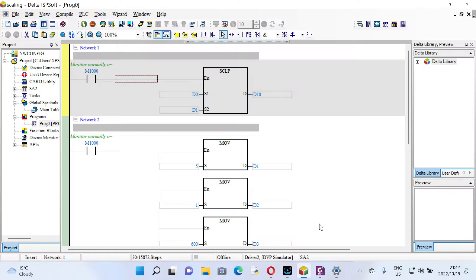Hello guys, today I'm going to be doing a video on scaling in a Delta PLC using ISPsoft software. This idea came after one of the viewers requested on one of my videos, can you please do a video on analog signals and digital signals. So scaling is a critical part when you're dealing with analog signals.